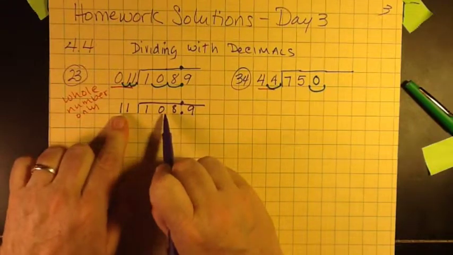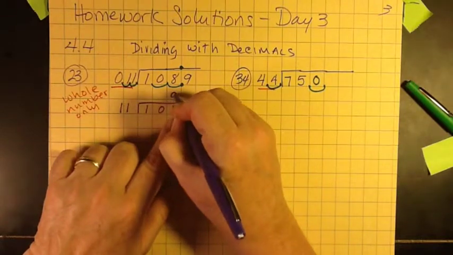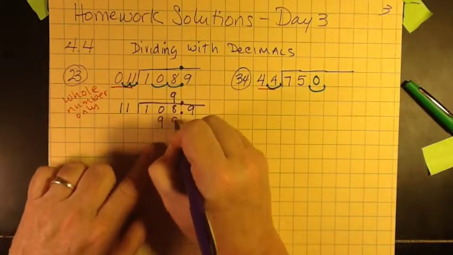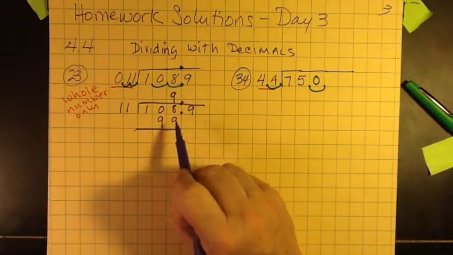Does 11 fit into 1? Nope. Does 11 fit into 10? Nope. Does 11 fit into 108? Yes, and that would be 9 times. So that would be 99. Because 9 times 11 is 99.